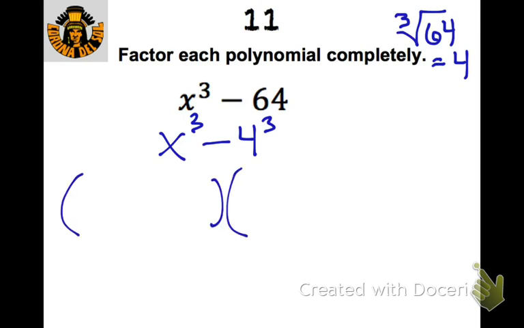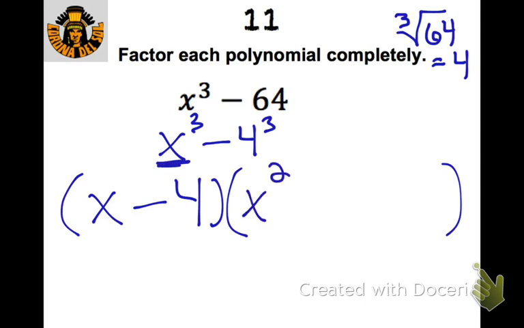After you do that, you know that this follows a specific pattern. So first is x minus 4, and then what goes in this next spot is this squared. So that's going to be x squared. And then the sign is opposite. So this is SOAP.